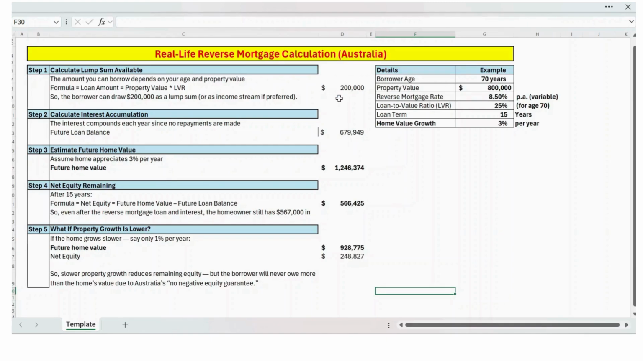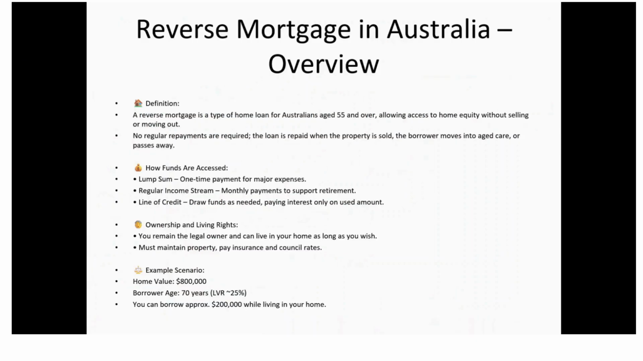We'll look at a $100,000 home, see how much cash you can get, and most importantly, see what happens to your debt after 15 years. Let's dive in. First, let's cover the basics.